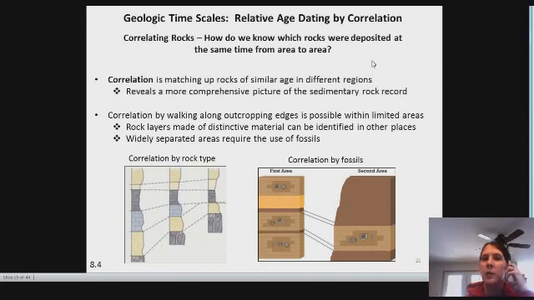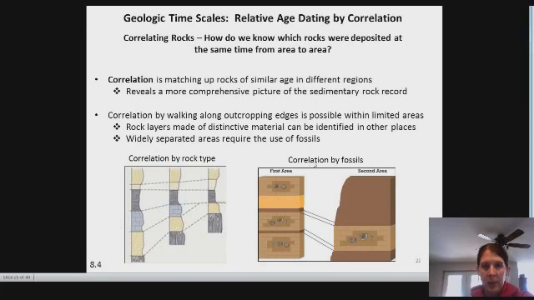So how do we know which rocks were deposited at the same time from area to area? We do this through correlation. Correlation is the matching up of rocks of similar age in different regions. This reveals a more comprehensive picture of the rock record. Correlation is typically done on a small scale by walking along outcrops in limited areas, and rock layers made of distinctive material can be identified in other places.